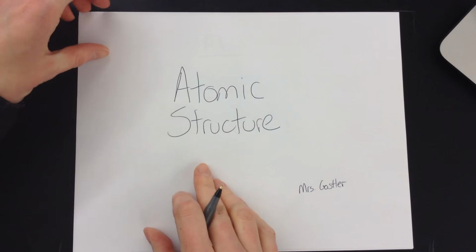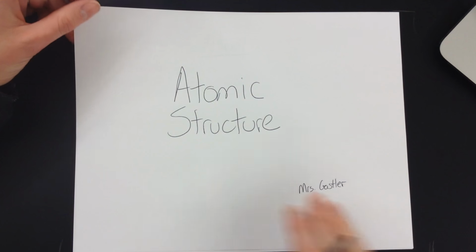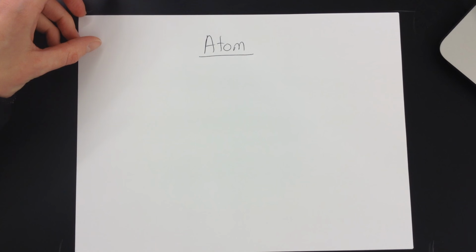We're going to sum up all of our different models and then think about what we currently know about atomic structure. And then we'll lead into some other stuff that we're going to talk about. So we're going to draw a model of the atom.